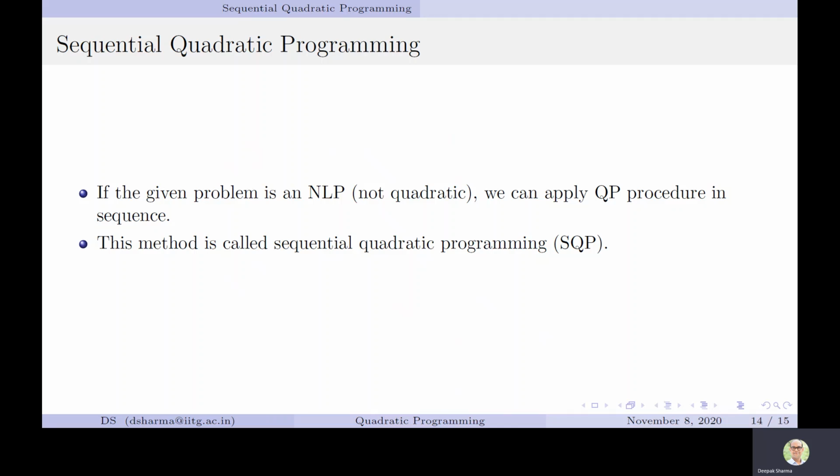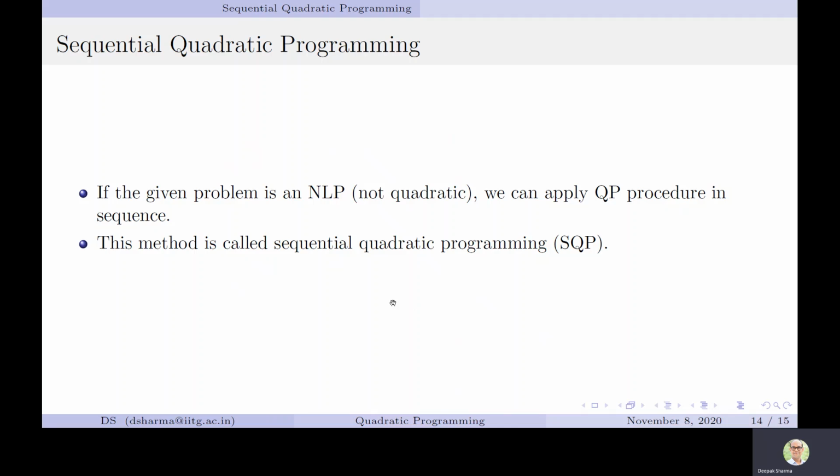But as we understood, the problem can be an NLP, meaning it can have nonlinear functions as the objective function as well as constraints. So what we are going to do is convert this NLP into quadratic form using a Taylor series expansion at a given point, and then apply this quadratic programming procedure in a sequence. And therefore, the method that will come is called sequential quadratic programming.